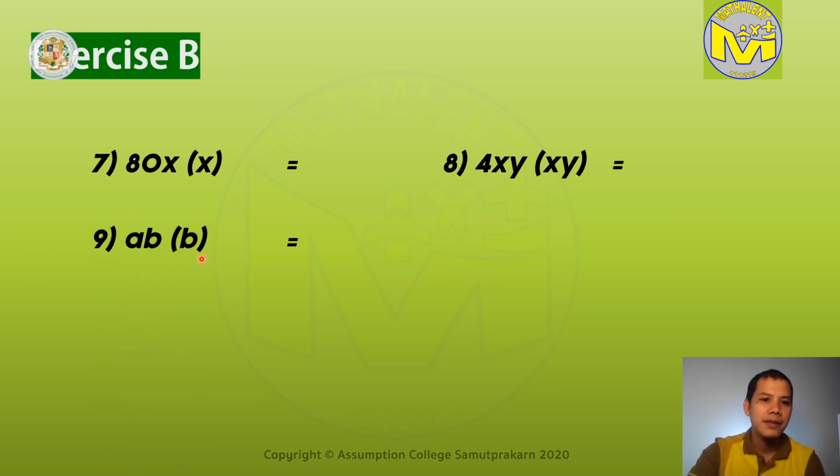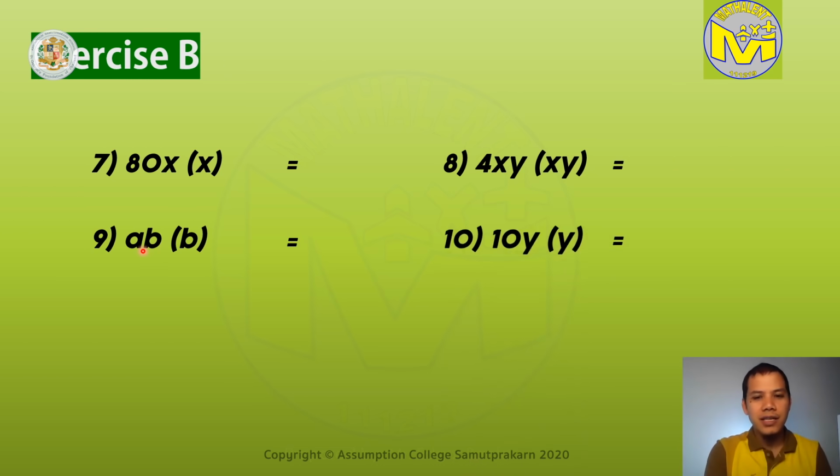Number 9, we have a, b. In the bracket, we have b. What is the coefficient of b? Obviously, it is a. You must write it, right? Okay. Listen carefully. You must write what I'm telling you, because I'm telling you the answers.